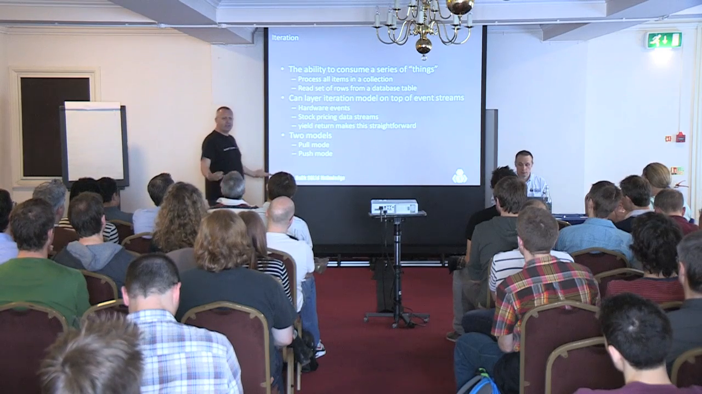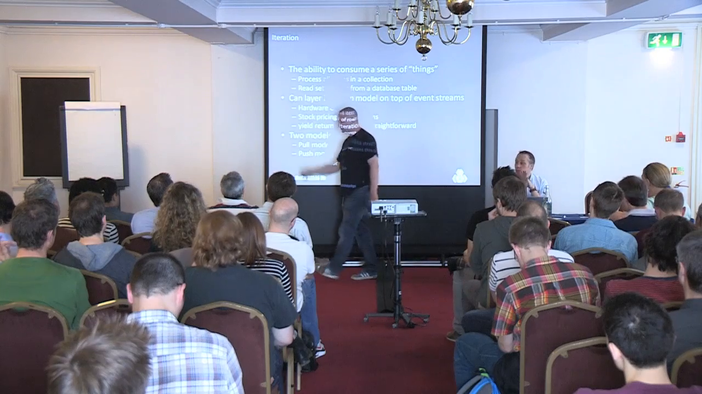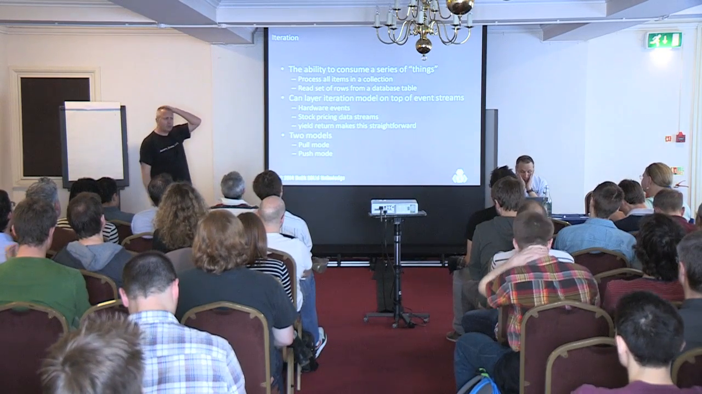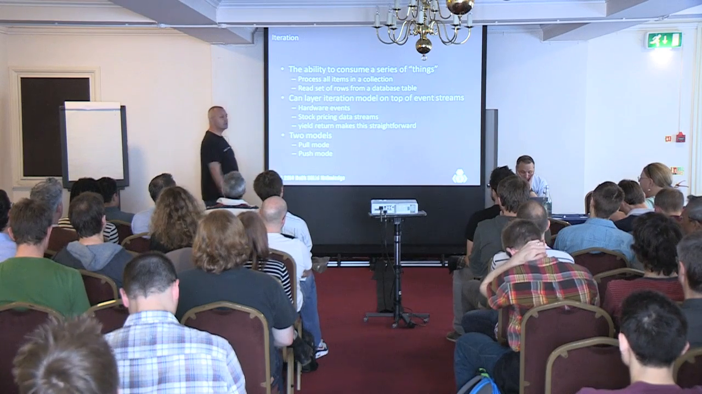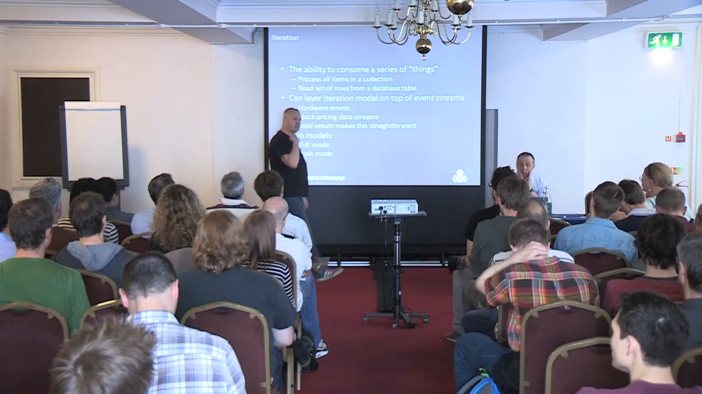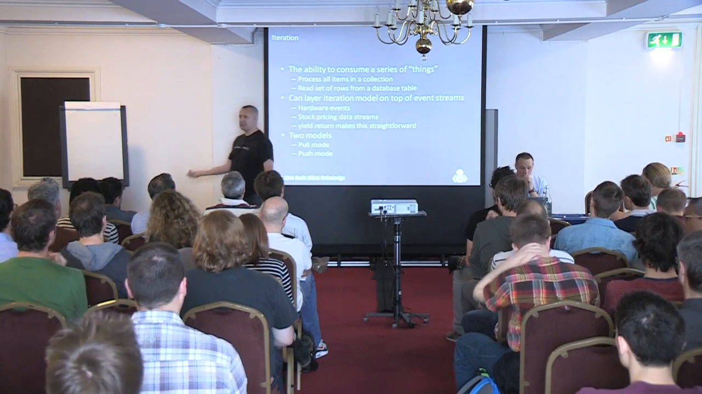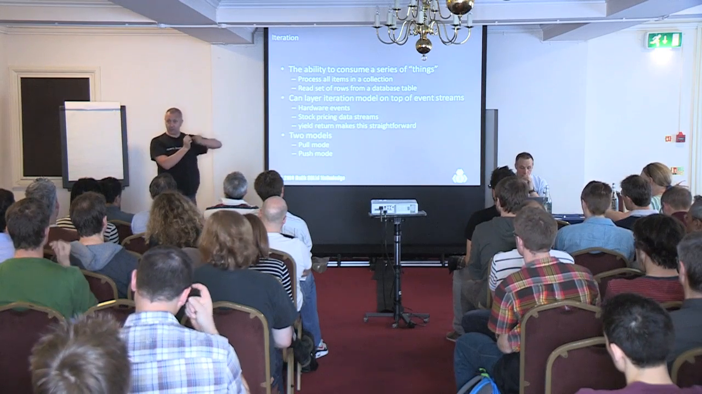We have this idea of iteration, of moving through a set of things one at a time. There are two models of iteration, I guess: pull-based and push-based. Pull-based is where the consumer is in control of the rate of iteration, saying, give me the next item, give me the next item, give me the next item. Push-based is where the owner of the data is in control of the iteration, saying, here's an item, here's an item, here's an item.